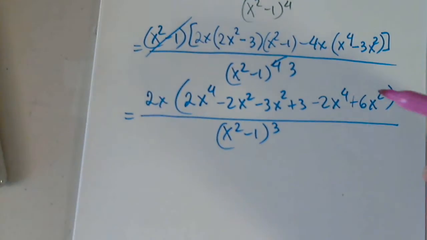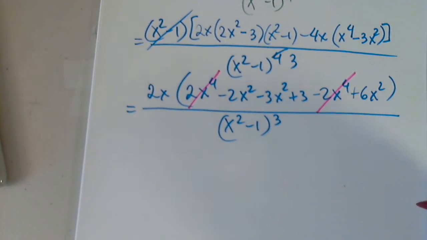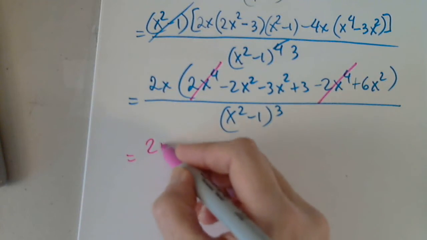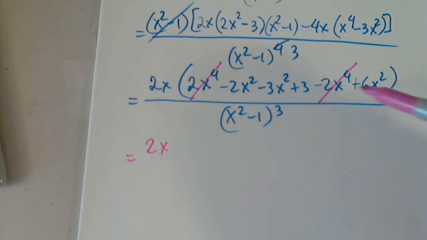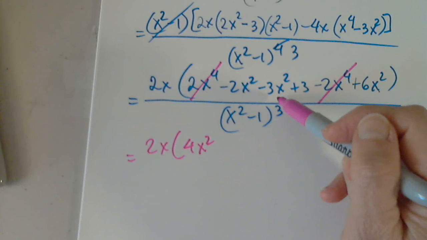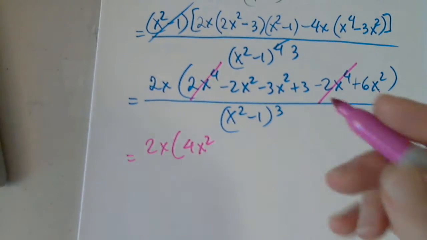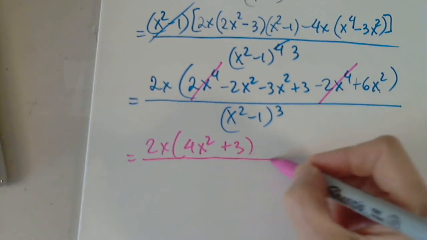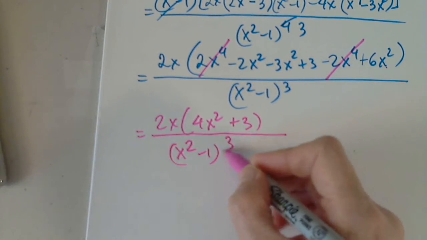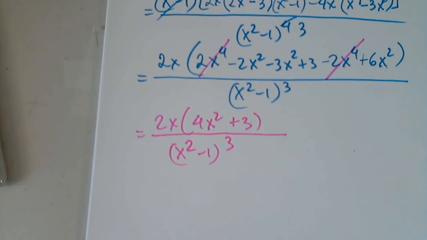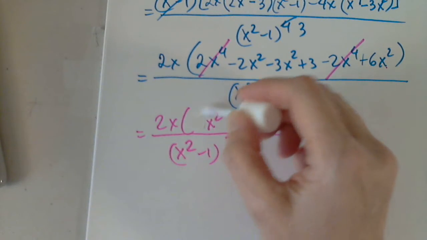But I'm happy to see this happening. Then a 2x is left outside, and this is a 4x squared. No, it's not. So it's 4x squared, and minus this is just x squared, and then plus 3. Really nice, at the very end. It came through for me. So it was 6x squared minus 5x squared, which is x squared. And then plus 3.